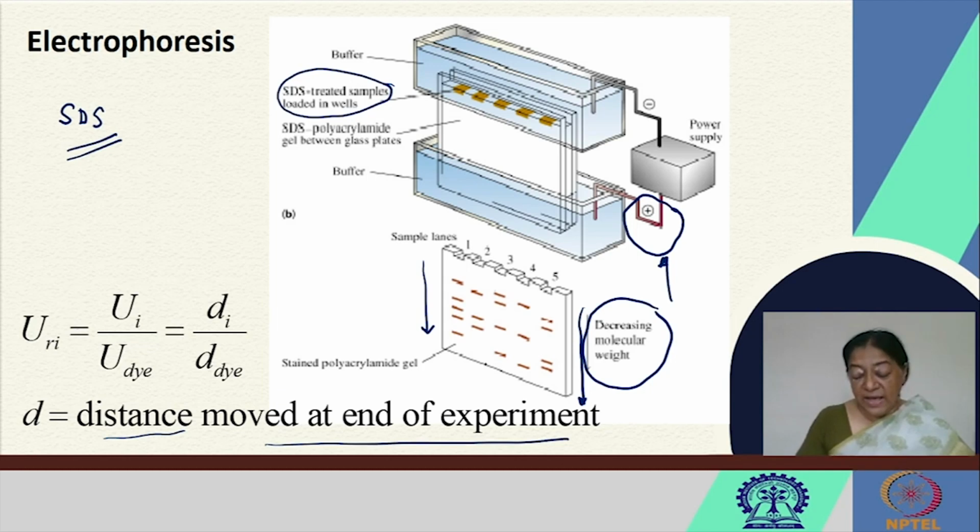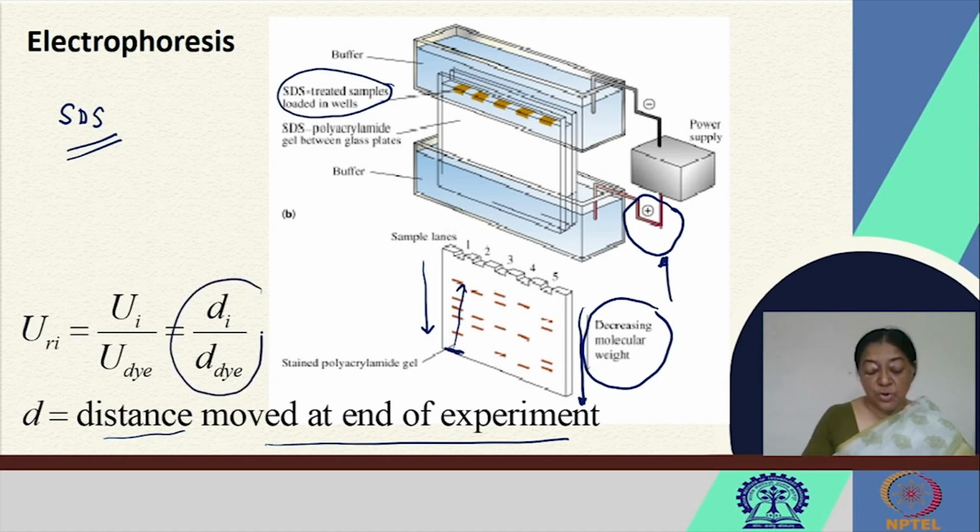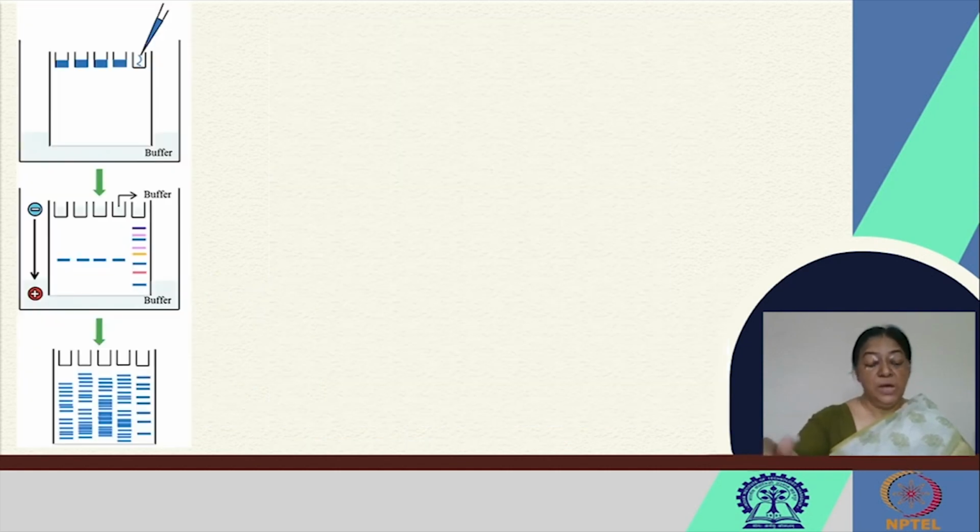And we have at the end a tracking dye that has a very low molecular weight that reaches, say, the end of the gel, and then anything relative to its movement is going to give us a ratio of the mobility of our molecule. So this is the typical experiment.